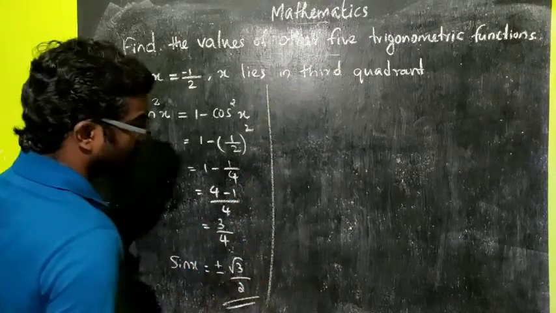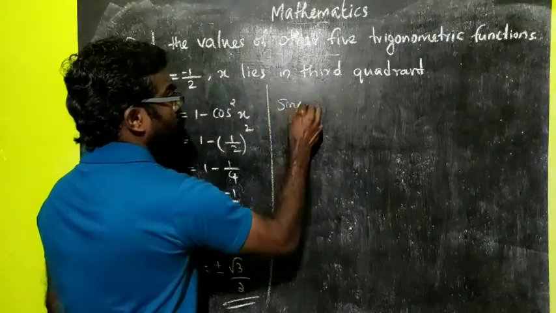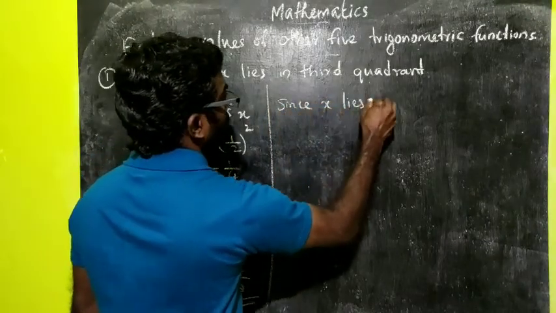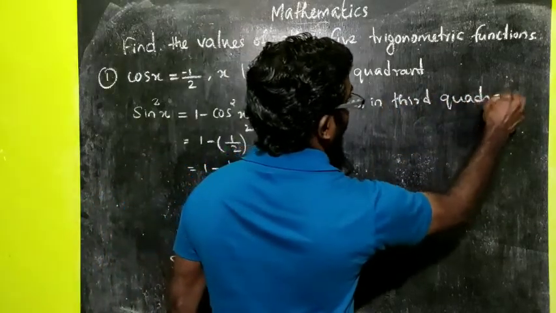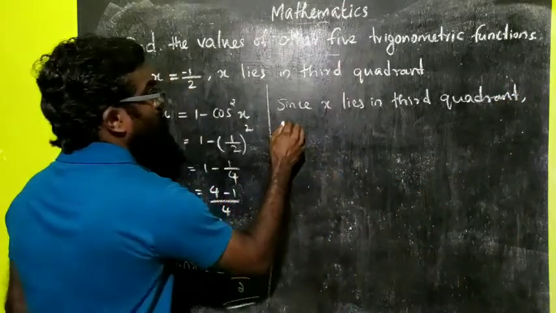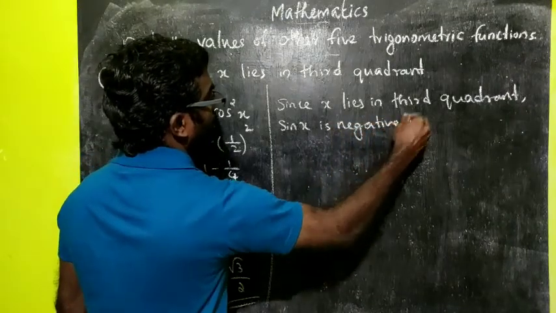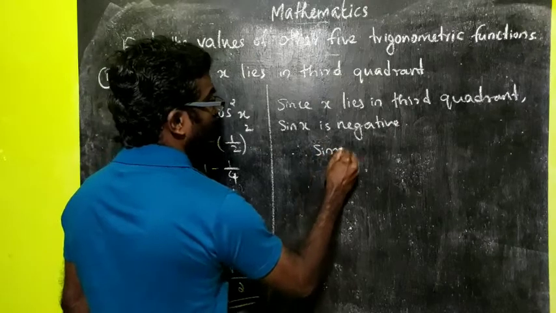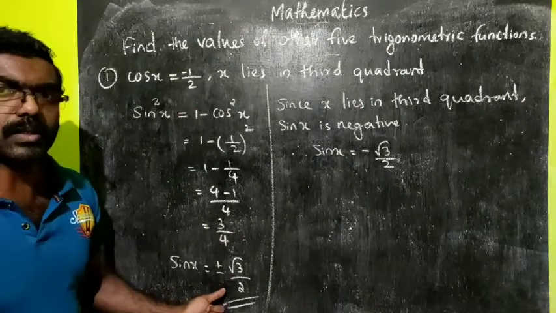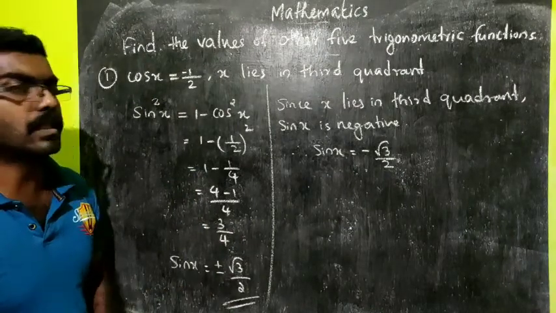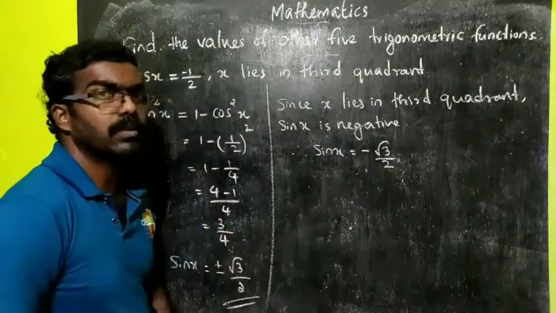Since x lies in third quadrant, sin x is negative. Sin x is negative in third quadrant. So we can write, since x lies in third quadrant, sin x is negative. Therefore sin x is equal to minus root 3 by 2. Here sin x is equal to plus or minus root 3 by 2. But in third quadrant sin x is negative. So we can write sin x is equal to minus root 3 by 2. Okay.